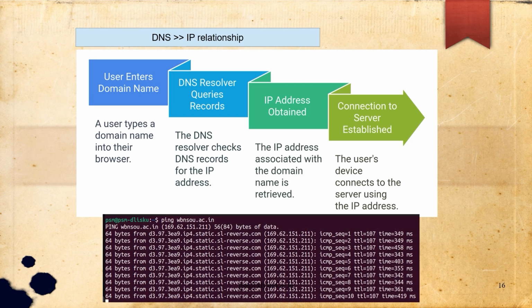Let me give you one example. Here you see, I ping wbnsou.ac.in and the response comes from a given IP address. So I gave the domain name, that goes to the root server, and the root server says that wbnsou.ac.in is associated with this IP address, and the response is coming from this IP address. So inside the computer system, your DNS is converted to an IP address. IP address is the main thing. We can't remember IP addresses. That's why we represent IP addresses through domain names, and that is basically how the system works.